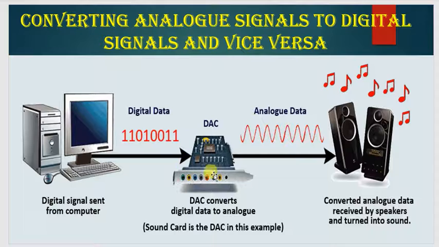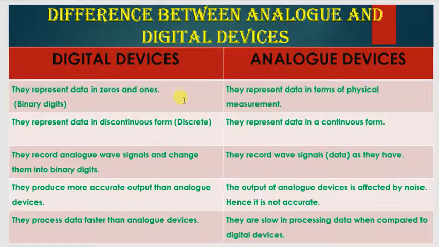Okay, that's the main device that changes digital waves or digital data to analog data, then analog data to digital data. Now let's have a look at the difference between these two devices we're talking about. Here we have the difference between digital and analog devices. One main difference between the two, from the definition I gave you, is that digital devices represent data in the form of binary digits. So here we can see that digital devices represent data in zeros and ones. That's the binary code or the binary digit.